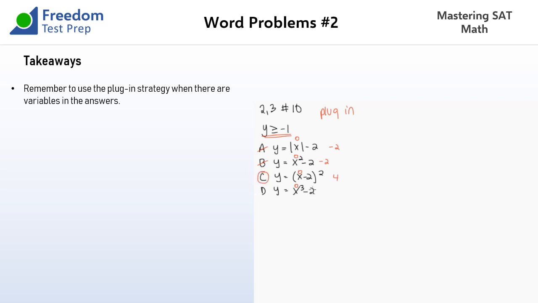We don't even have to continue. As soon as we find one that fits this criteria here, we are done. But what the heck, 0 cubed is 0. This is also going to be -2, and D also won't work. Okay, quick and easy. I just wanted to make sure that I covered that one because it is a plug-in. It's unusual. All right, let's do another one.